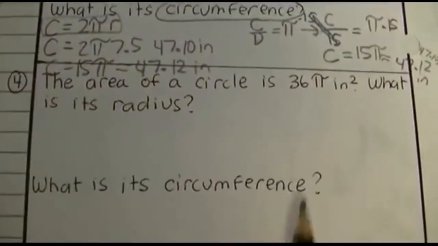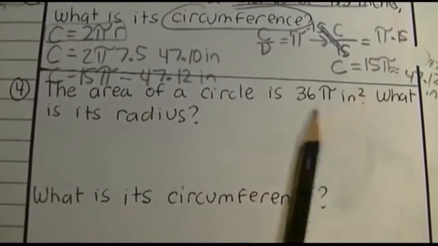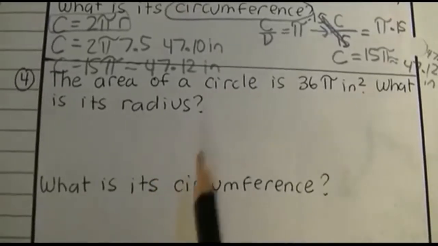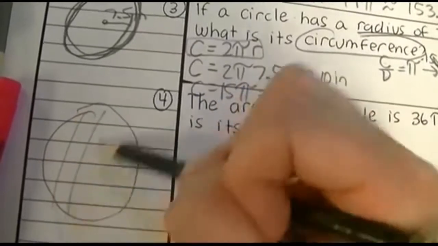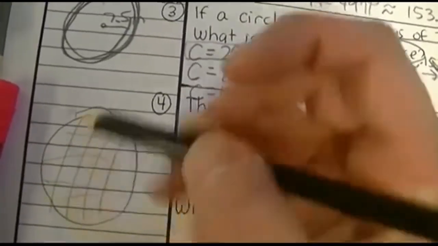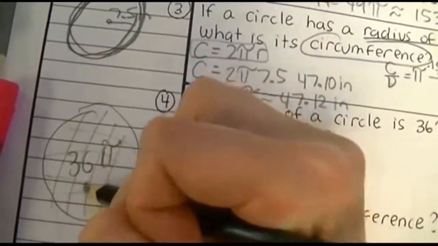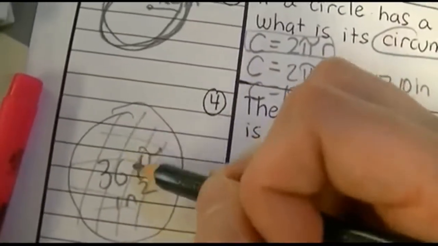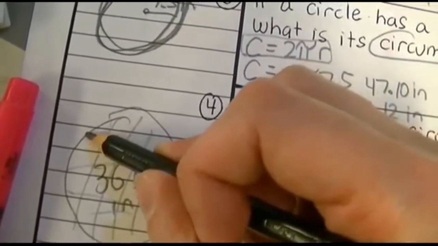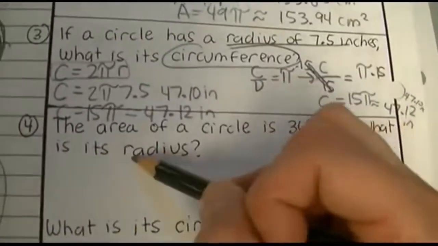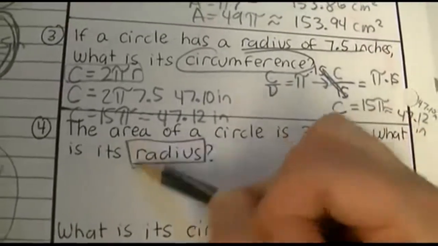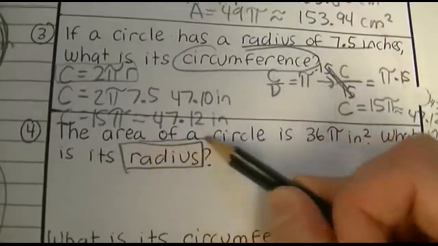Okay, the area of a circle is 36 pi inches squared. What's its radius? So they're saying that you've got a circle and the number of squares in there, there's 36 pi inches squared. There's 36 pi little inch-by-inch squares in there, okay? So we're supposed to find its radius. They give us this information.